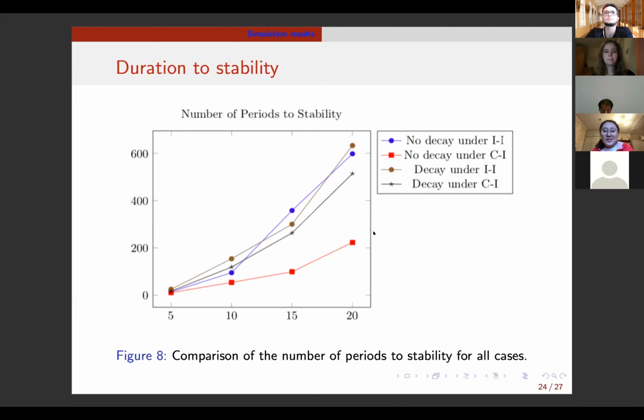Why is this the case? Because when there is no decay and under complete information, once a link is formed, it will never be deleted again. Well, it will never be deleted given endpoint path. So this is much lower.